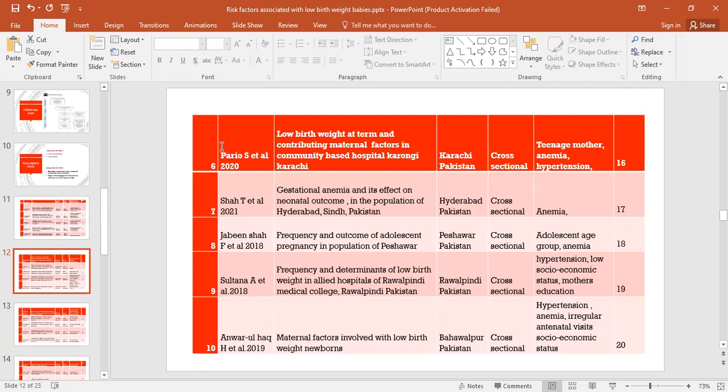These are another 5 studies. Low birth weight babies at term and contribution of maternal risk factors in a community-based hospital, Karachi. These are again cross-sectional studies. Teenage mother, anemia, and hypertension are the risk factors. So these are my studies that are used in this systematic review.